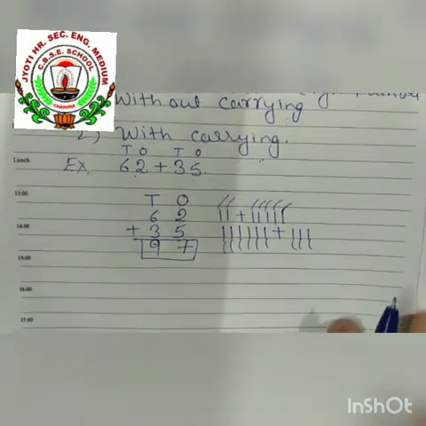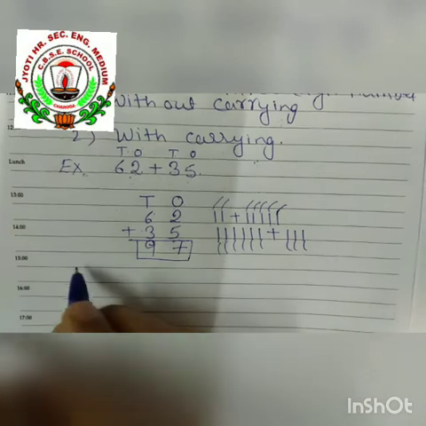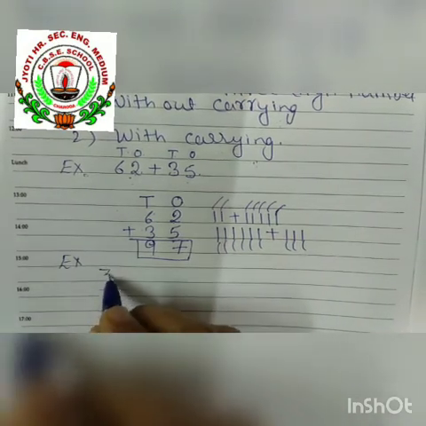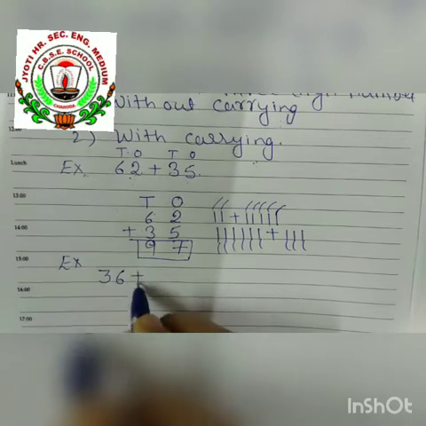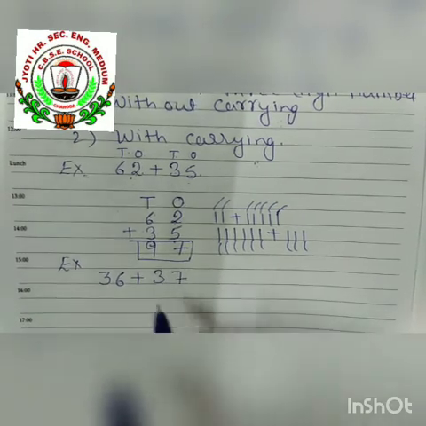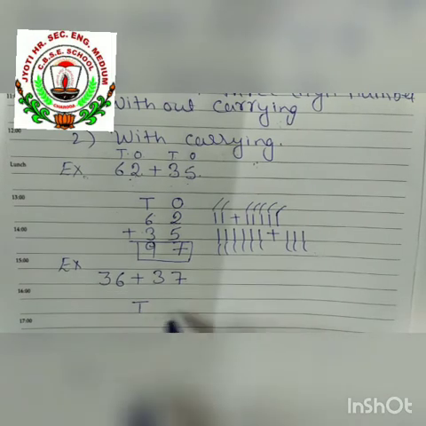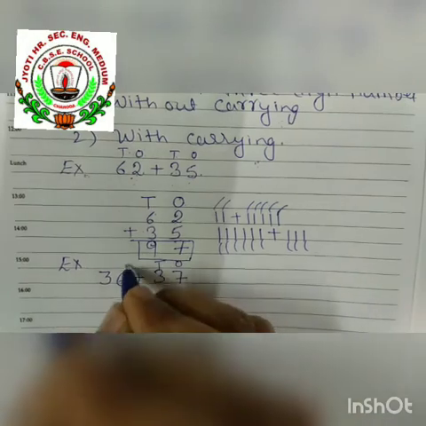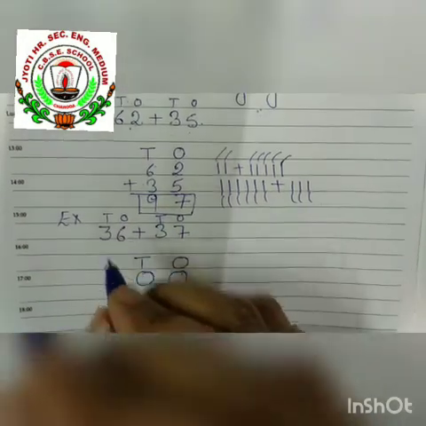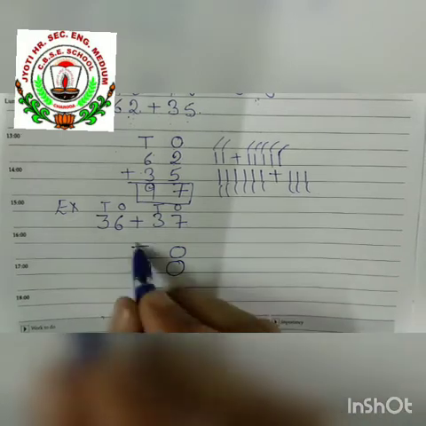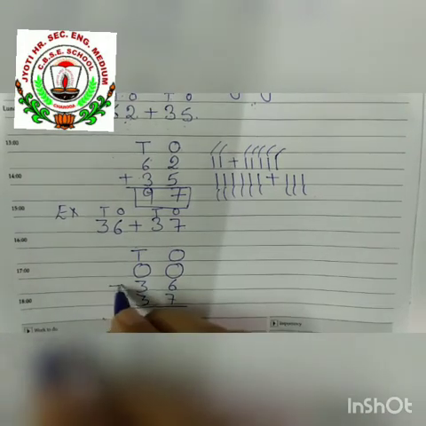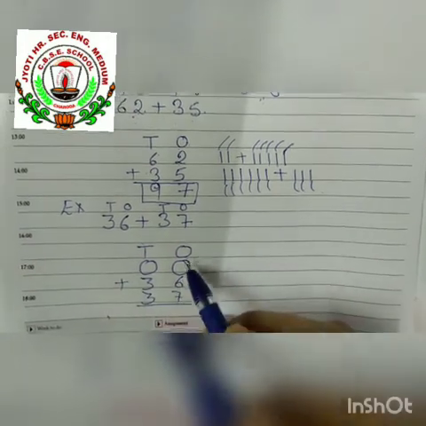Now I am going to tell you one more example of addition with carry. Suppose I have taken 36 plus 37. So we will write according to their position. So ones, tens, here also ones and tens. So first number is 36, so we will write here 36. Next is 37, so we have written 37. So adding, so plus.